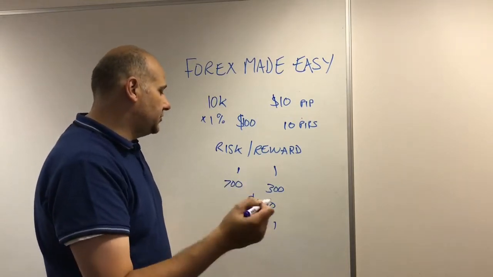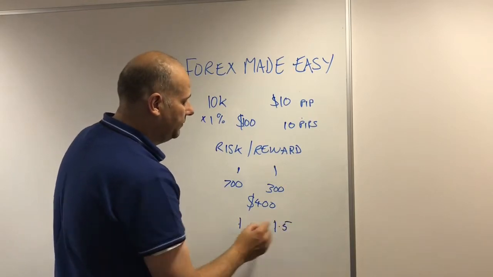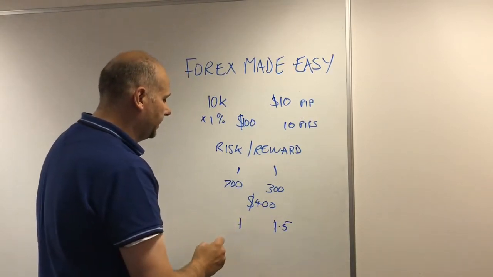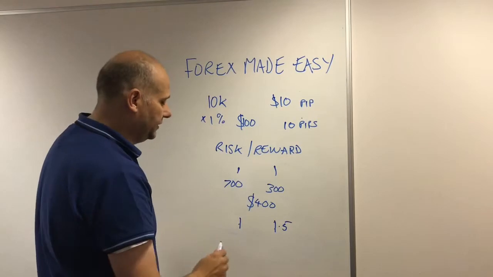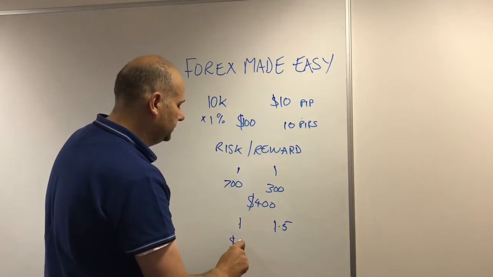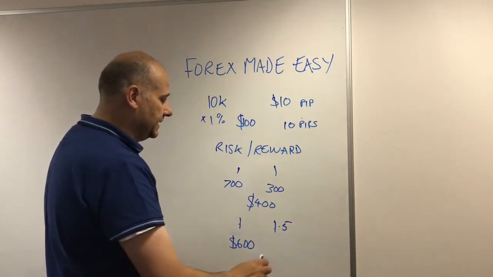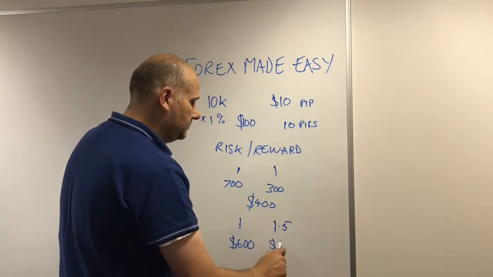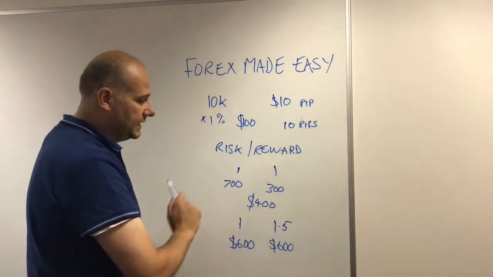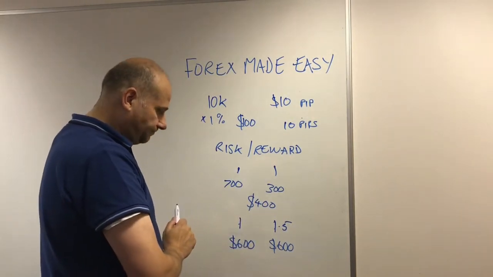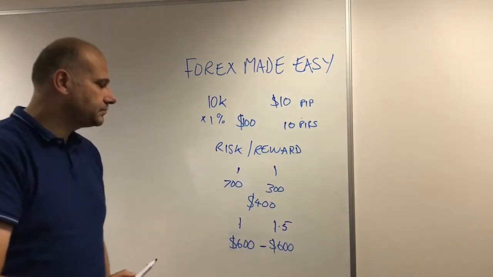What I suggest to new traders is to do a risk reward ratio of 1 to 1.5. So if you lost 60% of your trades, risking $100 at a time, you would lose $600. If you were right 40% of the time, you would make $600. $100 times 1.5, 4 times, is 600. So you'd break even at that point.